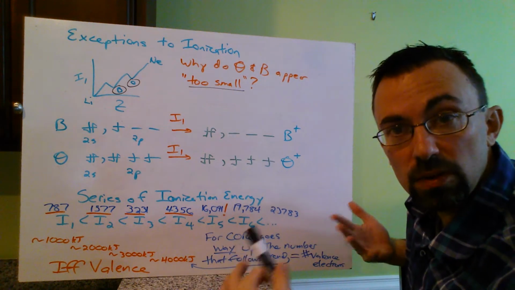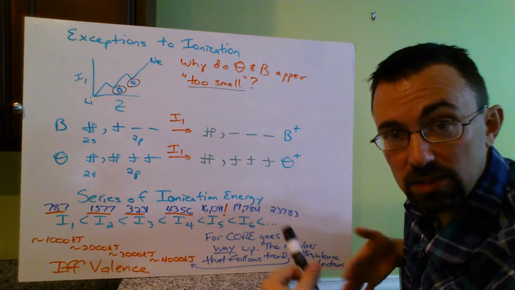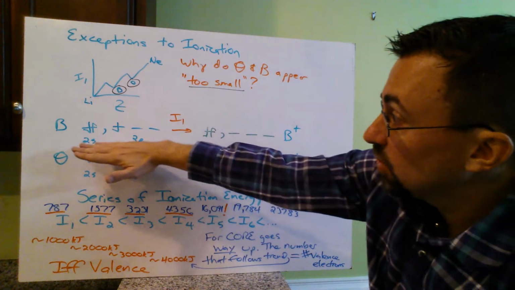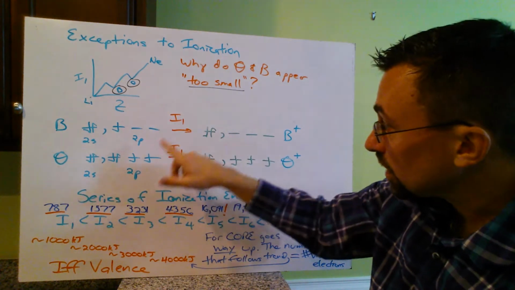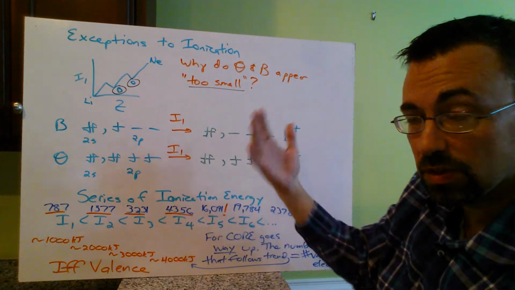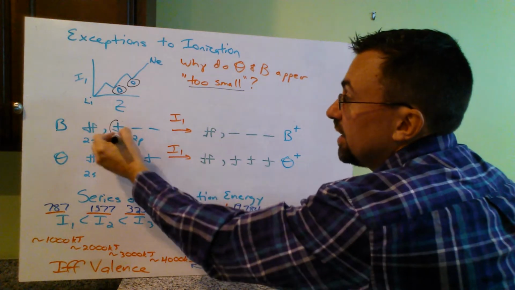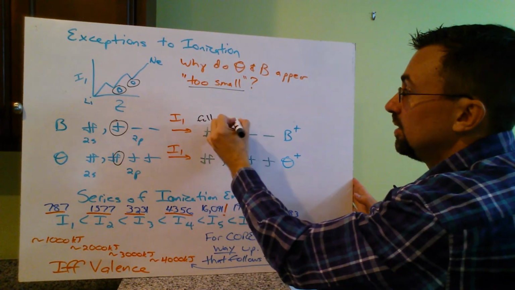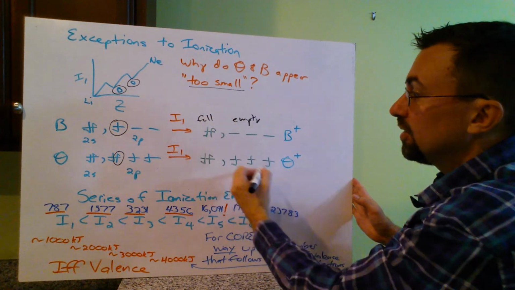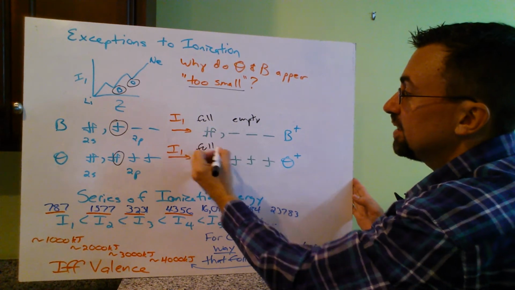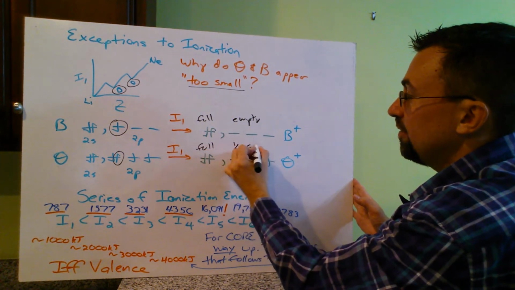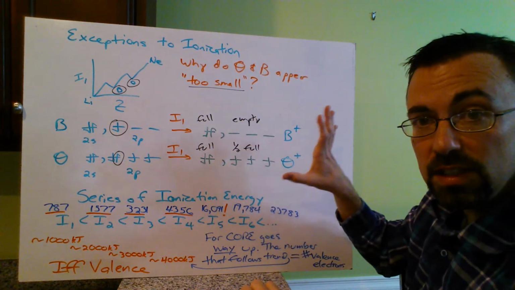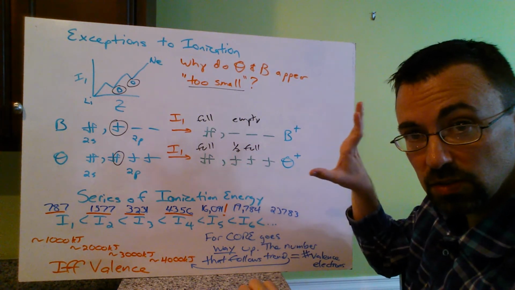So why? Well, if we want to know why, we've got to start thinking about what's really going on. Here's boron, here's oxygen. Undergo the first ionization energy and remove an electron. When we remove that electron from boron, we leave behind a state that is full and empty. And if we look at oxygen, we leave behind a state that is full, half full. And again, these are equal electron distribution clouds.